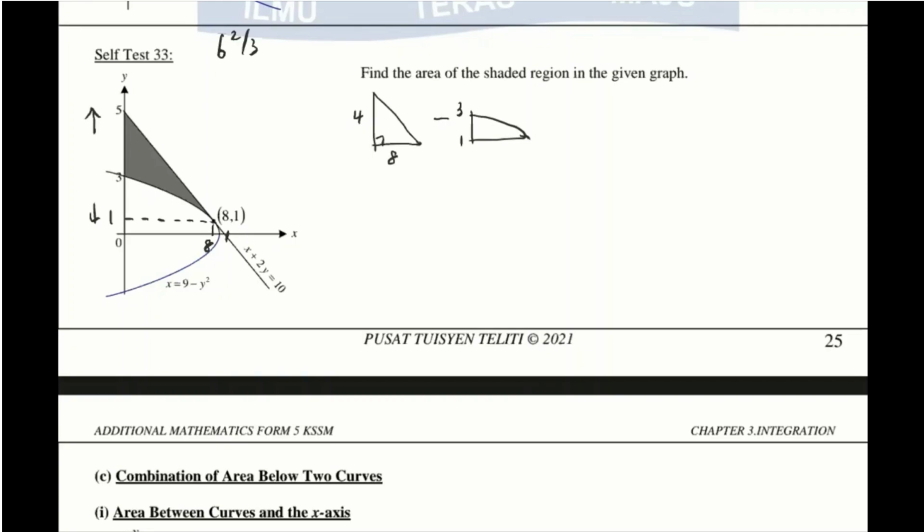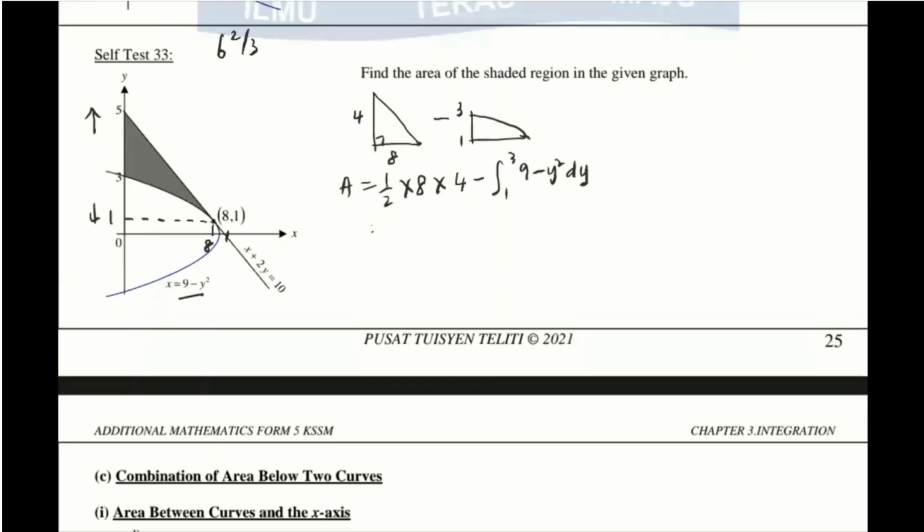You can just use area of triangle, half times base times height. Now, take note, this is not 5, but this is 4. 5 is all the way down. You're not taking all the way down, you're taking up to here, because they meet at this point. And then you integrate from 1 to 3. Your function is this one, 9 minus y squared dy.